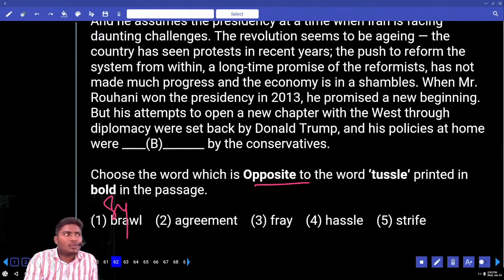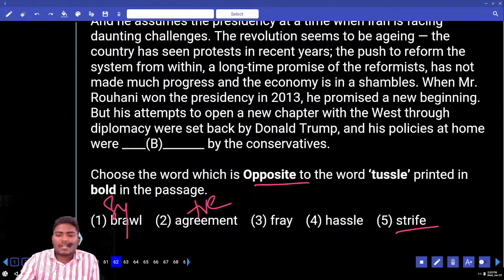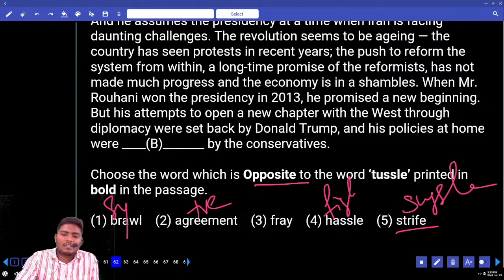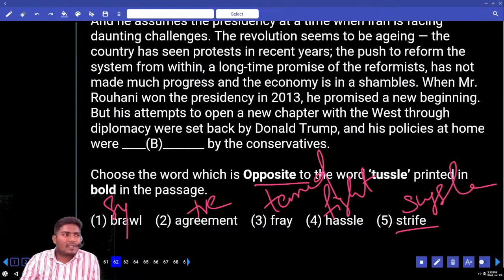Agreement is not to struggle, not to fight. It is actually a positive word. Next one, what else do we have? Have you heard fray, hassle, and strife? You know strife? Strife also has the same meaning. You have to struggle. You have to strive for your job. Next one, hassle is also the same case. Hassle is to fight with others. Next one, fray also comes with the same meaning of tensed. When you are anxious, tensed, worried, that is also fray.